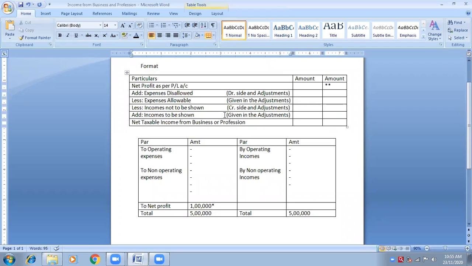You need to read out the adjustments. If there is any type of operating income that we forgot to show, we will add it here. Because incomes are always to be added and expenses are always to be deducted. So the second item, less expenses allowable, will always be given in the adjustment. Similarly, those incomes that we forgot to show in the P&L will be given in the adjustments, and we need to add them. Incomes added, fourth item, and expenses deducted, second item.